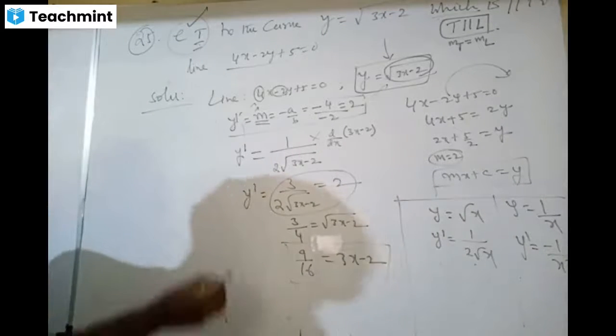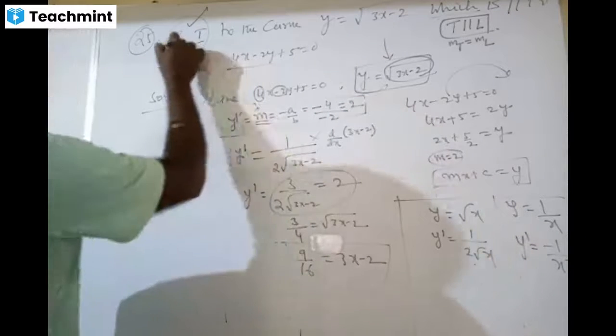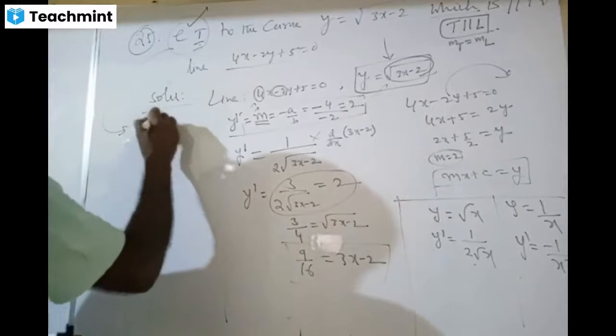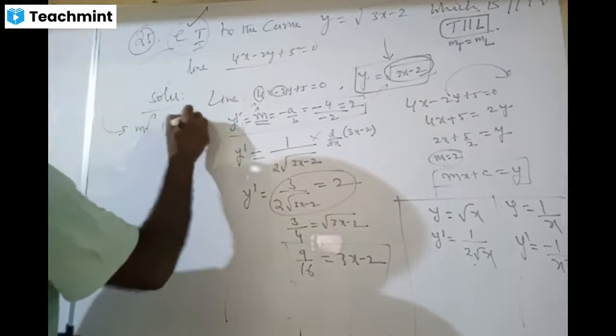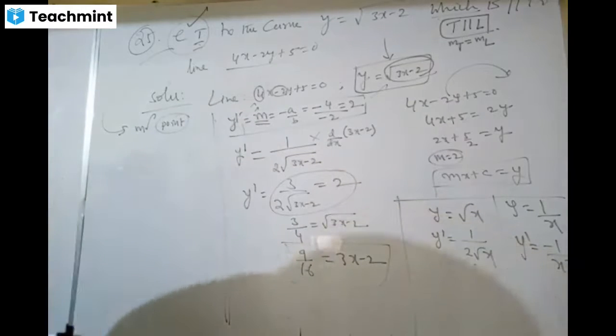Therefore, you will get the point. Slope is known, and the point is required to write the equation of a tangent. M you want, point you want. That's all. These are the two requirements to write the equation of a line.